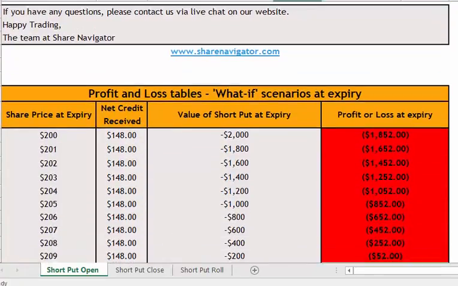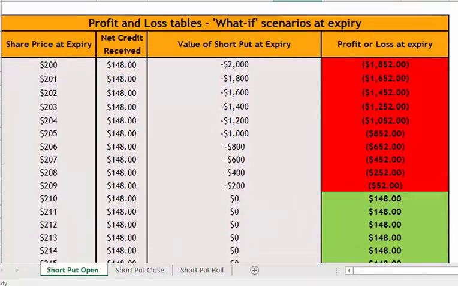Now we're going through the profit and loss table down here. So what we're saying here is, well, what if the share price is at 200 or 201 or 202 at expiry? What does it mean for us in terms of profit and loss? So the first thing we put in there is the net credit we received. So no matter where the share price goes at expiry, we will have received $148 in. That goes straight into your cash account.